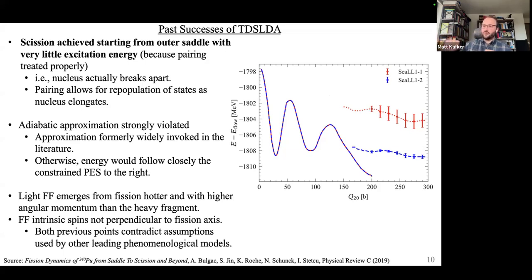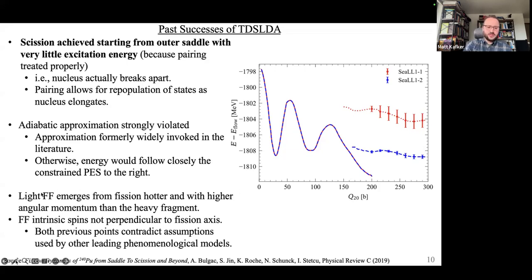And it's not moving very fast. So most of the energy goes into internal excitation energy. This is something that we can check explicitly with TDSLDA, and we find that it is a dissipative process. I should also say that we're not the first ones to suggest that this should take place, but this is strong evidence that the adiabatic approximation is strongly violated, as I say. And I'll bring up two more pieces of evidence here, and then I'll make a brief remark.